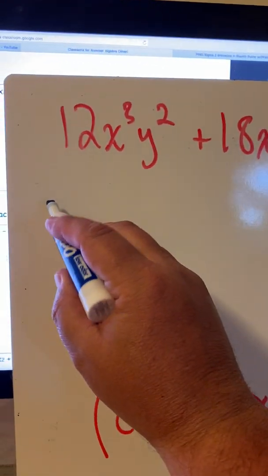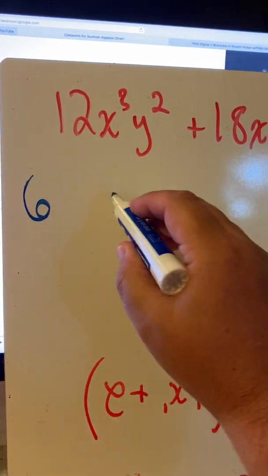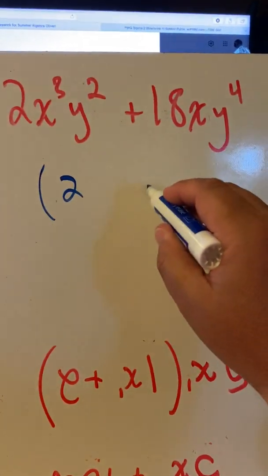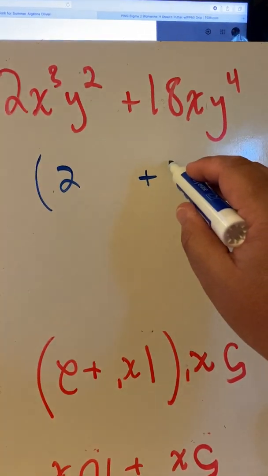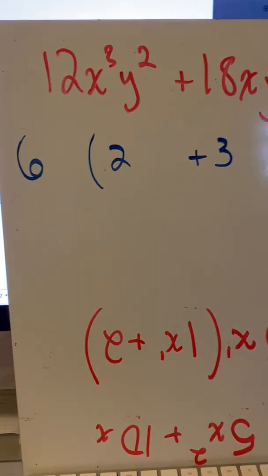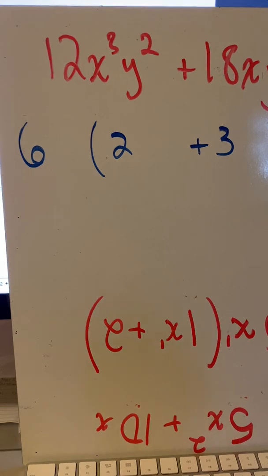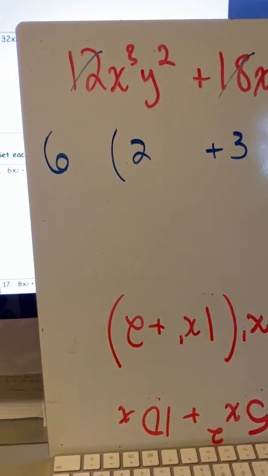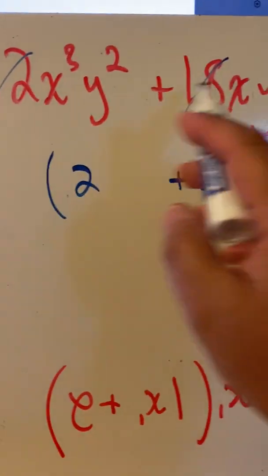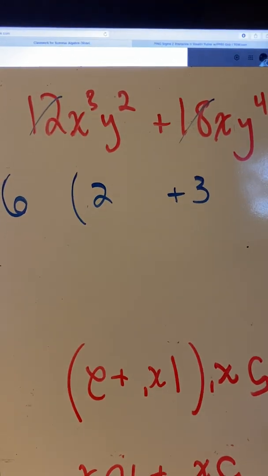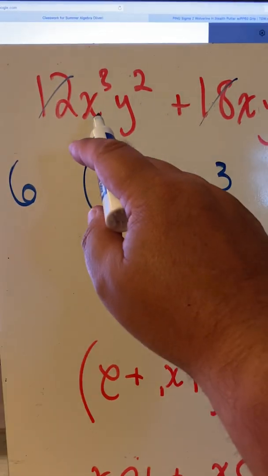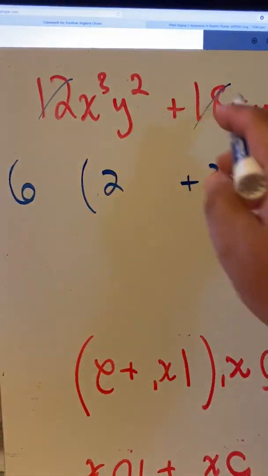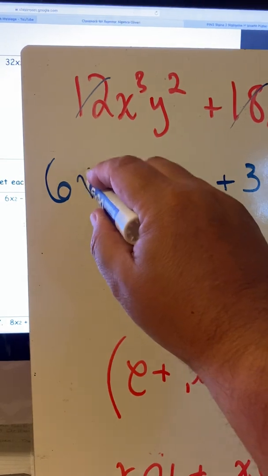Okay. So if I factor a 6 out of this, 12 divided by 6 is 2, and 18 divided by 6 is 3. I factor the 6 out, so I'm done with the coefficients. Now I've got to look. What is the most amount of x's that I can take away from both of them equally? This one has 3 x's. This one has 1 x. So the most I can take away from both of them evenly is just 1 x.